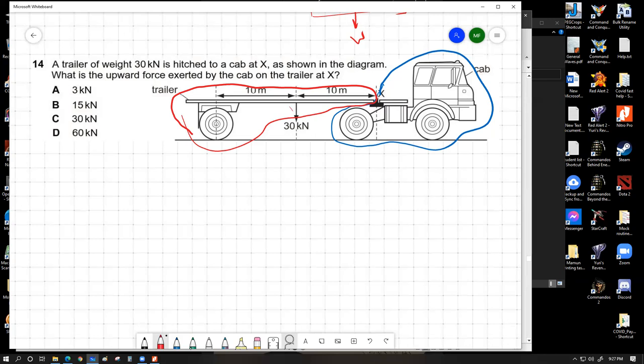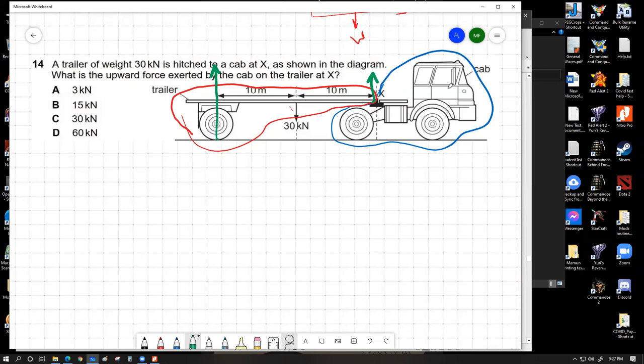The question is what is the upward force exerted by the cab on the trailer at X. Which means if you want to keep the trailer in this position, there is a vertical downward force, so there should be another upward force right over here so that the trailer remains stationary. So how much would be that force? Now what you cannot forget is that this wheel is also on the ground. So there should be another force working on this trailer from this point vertically upwards as well.